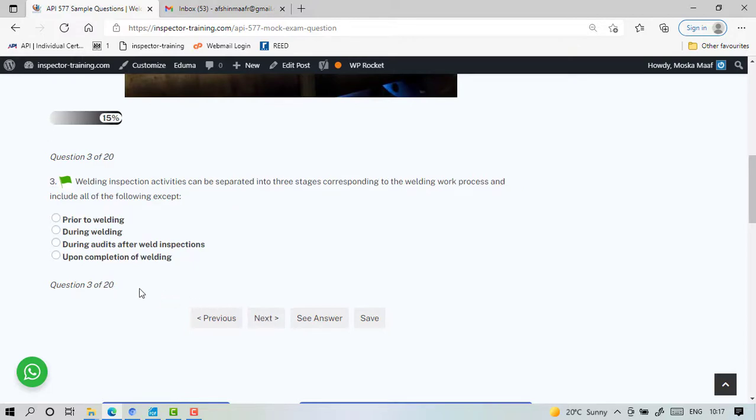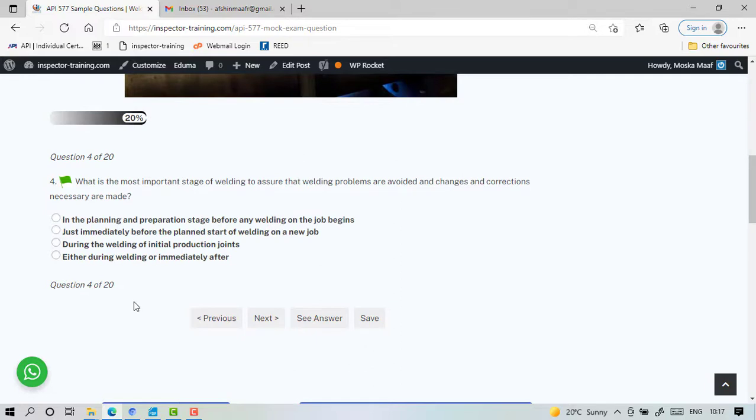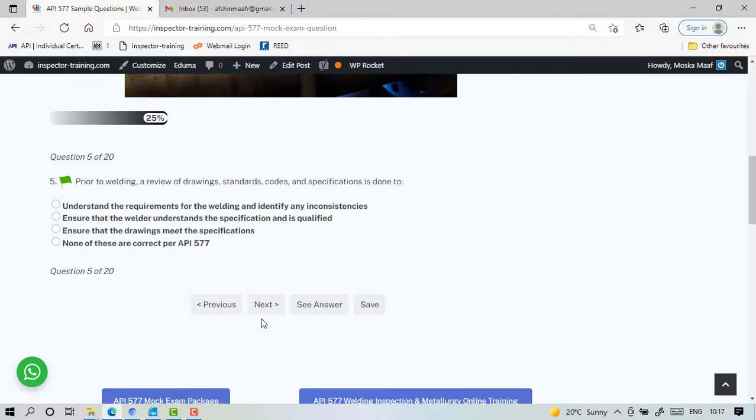Question 3: Welding inspection activities can be separated into 3 stages: prior to welding, during welding, and after welding. So there is no audit after welding inspection. What is the most important stage of welding to assure that welding problems are avoided and changes and corrections necessary are made? In the planning and preparation stage before any welding. So this is the most important thing, that you plan and make sure that everything is in order before you start, so you don't have surprises.